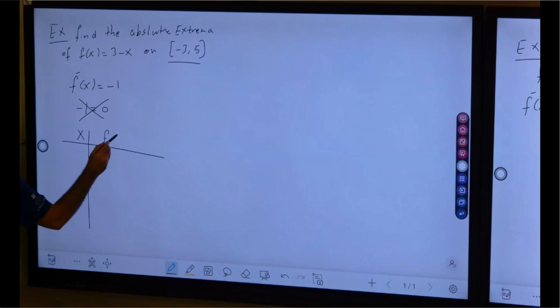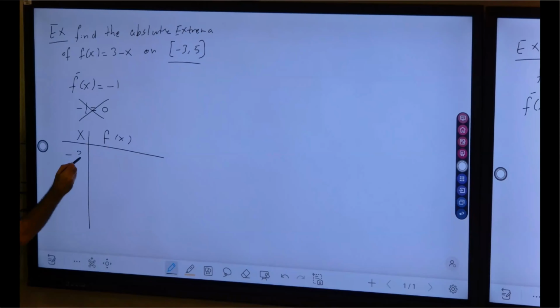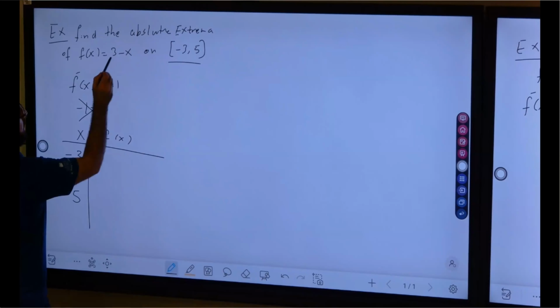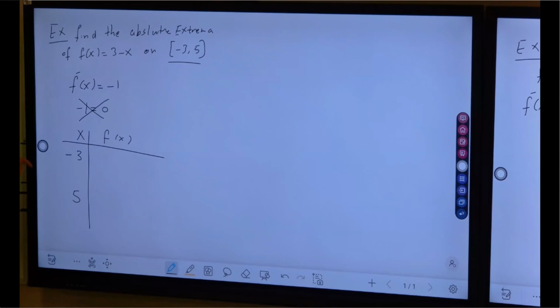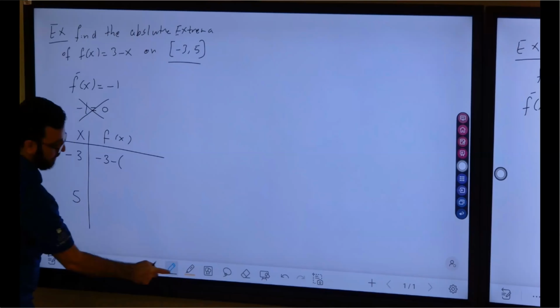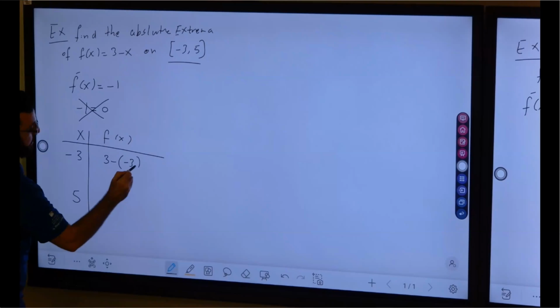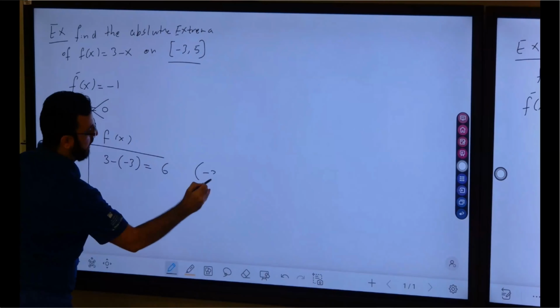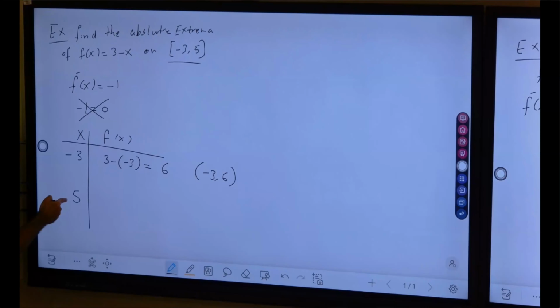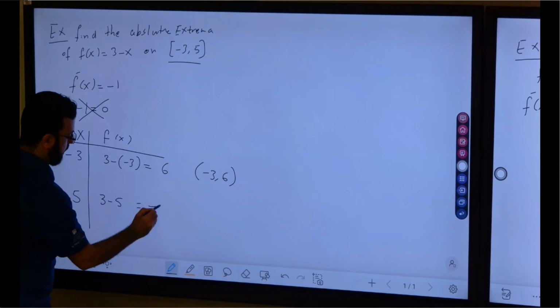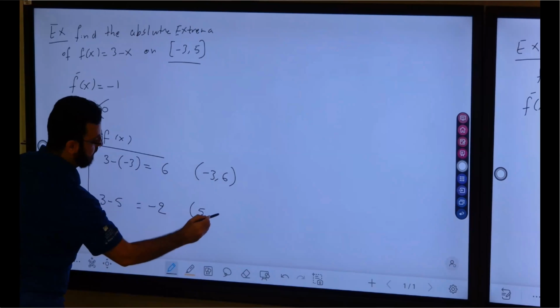So here is x, and the first endpoint is negative 3, and the second one is 5. So plug in negative 3 here, and be careful. Sometimes if you say, oh, it's easy, you're going to make mistakes here. That's what happened last semester. 3 minus negative 3 is 6. So the point is negative 3 and 6. And you're going to plug in 5. So it's going to be 3 minus 5, which equals negative 2. So the second point is 5, negative 2.